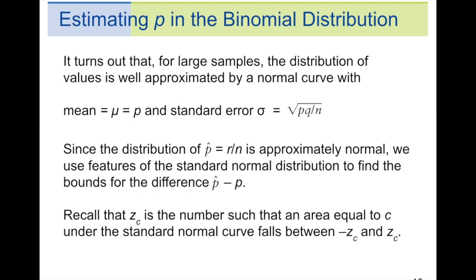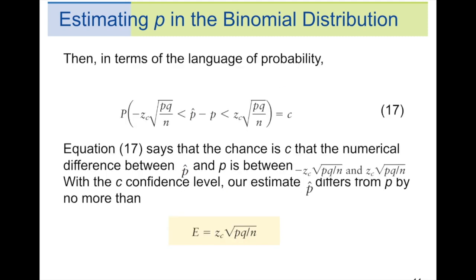Recall that the critical value, z sub c, is the number such that an area equal to c under the standard normal curve falls between the negative critical value and the positive critical value. Then in terms of the language of probability, we've got the probability of negative z sub c times the standard deviation, square root of pq over n, is less than p hat minus p is less than z sub c times the square root of pq over n, and all of that should equal c. So the percent that we're looking at.